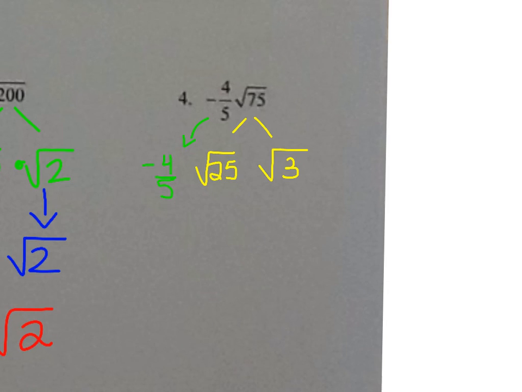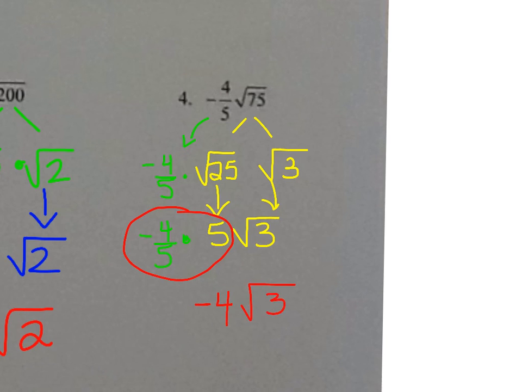Okay, so let's keep bringing down the fraction. So we have negative 4/5. What's the square root of 25? That is 5. And then we're not doing anything with the square root of 3. Now we need to multiply these. So you can use your calculator for that. Negative 4/5 times 5. That actually comes out to be negative 4. So my answer is negative 4, the square root of 3.